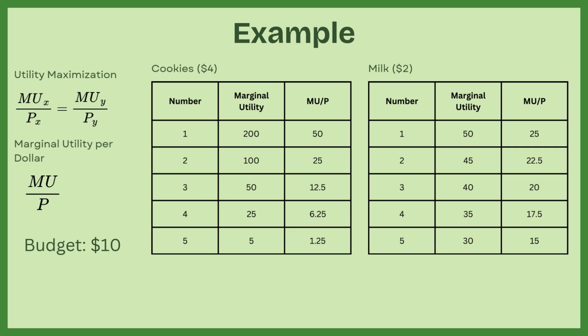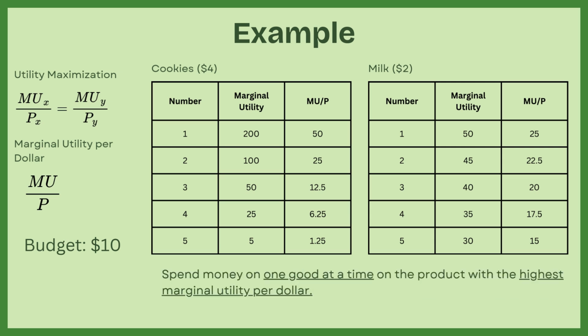With these values, we can now figure out the utility maximizing combination. We will spend the money on one good at a time on the product with the highest marginal utility per dollar. The first unit that we should purchase is one cookie because it has the highest marginal utility per dollar. We now have $6 left, and for the next unit, both the cookie and milk have the same marginal utility per dollar, so it doesn't matter which good we choose. Let's go with another cookie.